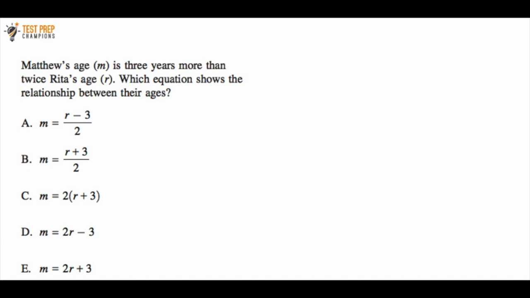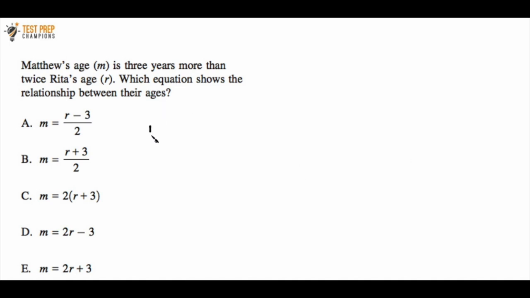Matthew's age is 3 years more than twice Rita's age. Which equation shows the relationship between their ages? Is it A, B, C, D, or E? Now would be a good time to pause the video, try to figure this out, and then when you're ready, we'll go over the answer.